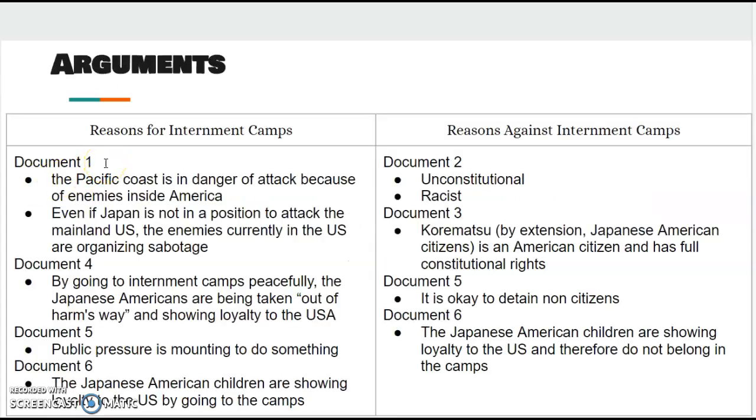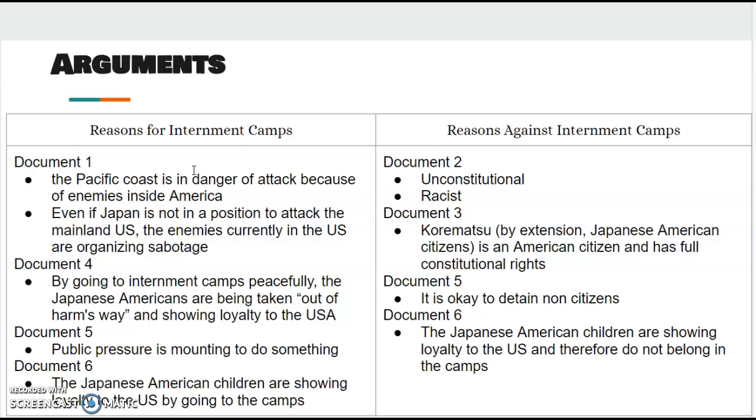So in document 1, it talked about how the Pacific coast of the United States is in danger of attack because of enemies already inside America. And obviously the author, Walter Lippmann, was talking about the enemies inside America being Japanese, who are already living in the United States. And then he argued that even if Japan's not in a position to attack mainland America, they attacked Hawaii, but they did not attempt to attack the continental United States, the enemies currently in the United States could organize sabotage that could eventually lead to spilling of secrets to the Japanese military and eventually danger in the United States.